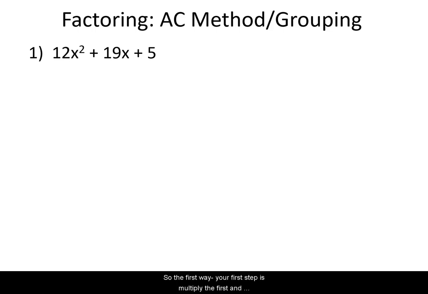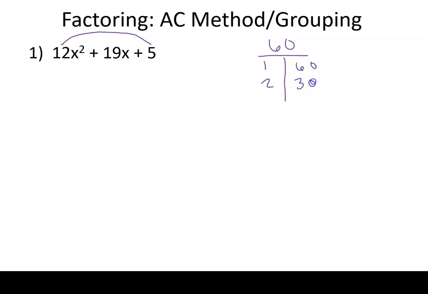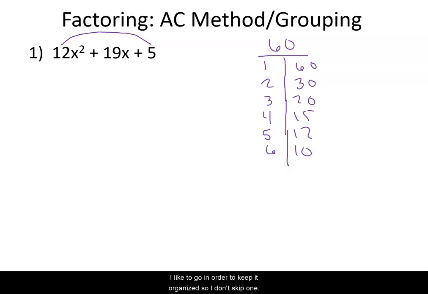So, the first way, your first step is multiply the first and last number. So 12 times 5 is 60. Then you're going to T-chart all the factors of 60. 2 and 30, 3 and 20, 4 and 15, 5 and 12, 6 and 10. After we list all the factors of 60, I like to go in order to keep it organized so I don't skip one.